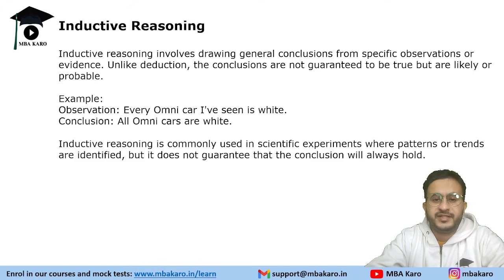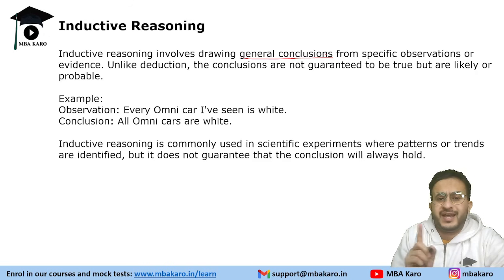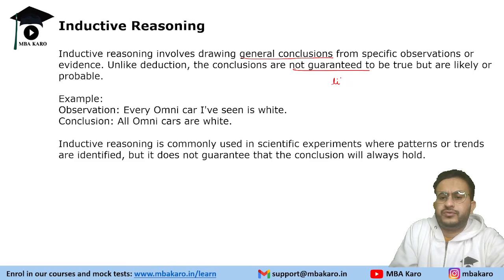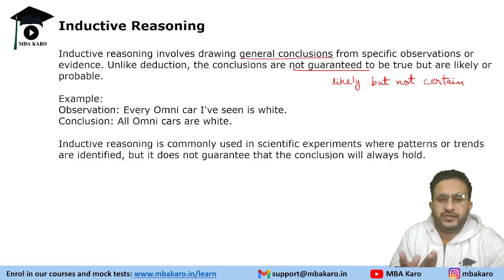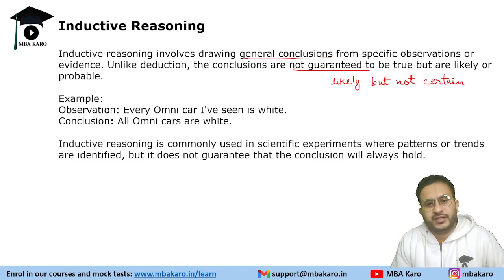Next type is inductive reasoning. It draws general conclusions from specific observations, and the conclusions are not guaranteed. It is likely to be true, but not certain. Deductive is 100% certain; inductive is likely, but not certain. For example, a person says that every Omni car I have seen is white, and the conclusion he draws is that all Omni cars are white. Now, this is not certain. There is no guarantee. There could be some other cars that are non-white also. So based on general observation, you make some inductive reasoning.